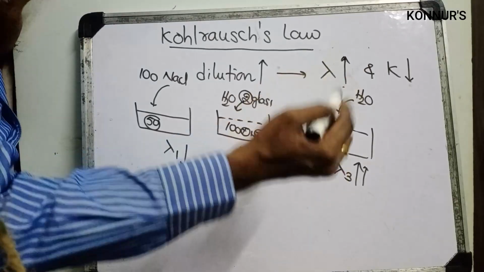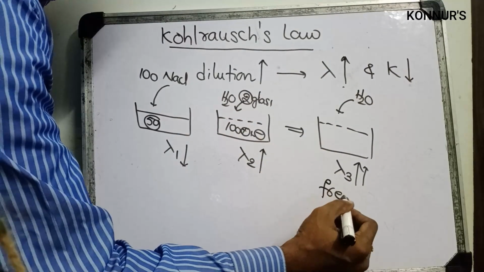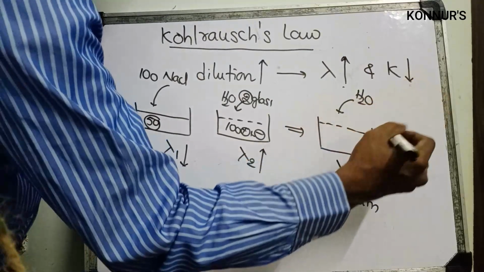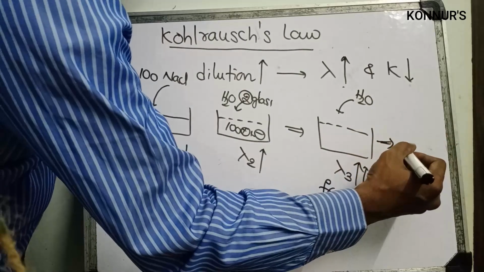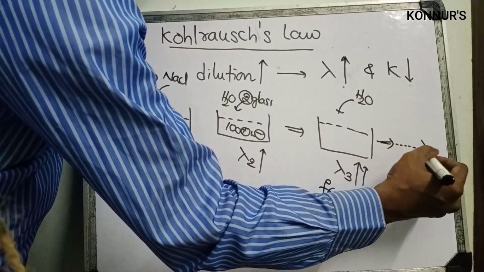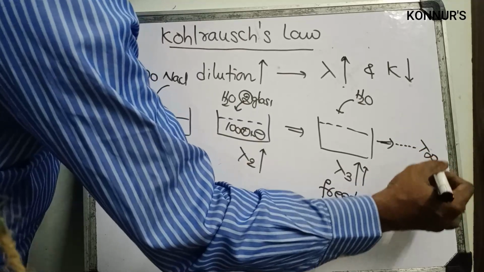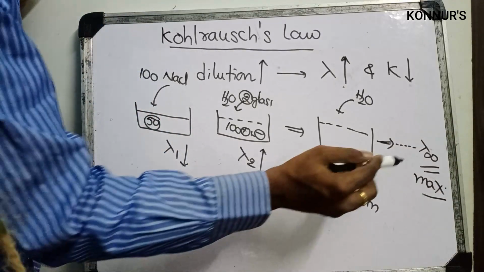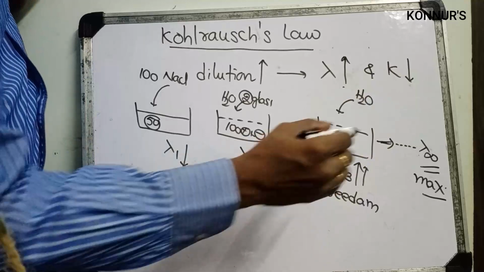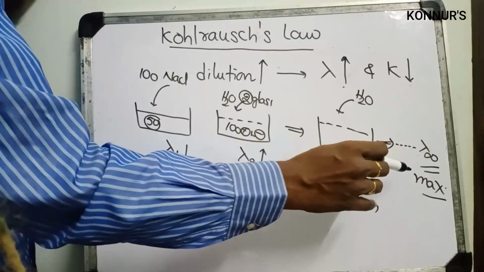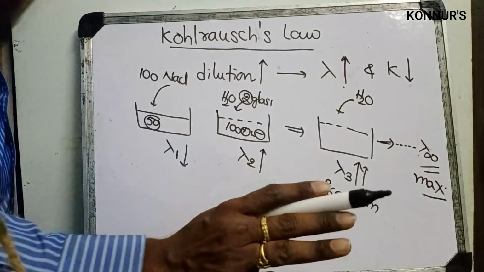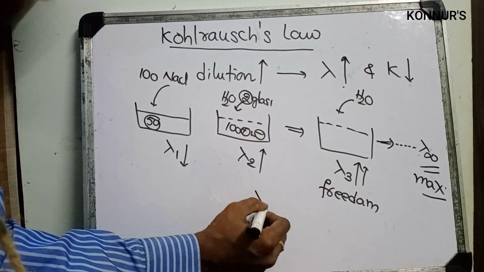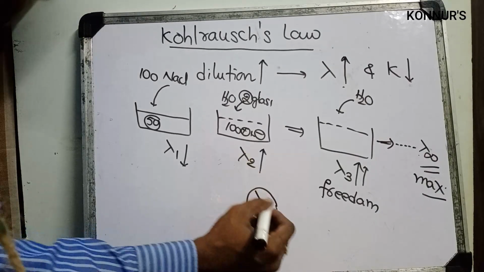Same ions only are there, but the freedom between the ions increases. Continuously increasing the water, the lambda value increases and increases until it reaches a maximum value. That lambda you call lambda infinity. After this, whatever water you add, the value does not change. It is constant. That is called infinite dilution conductance, indicated with lambda infinity.